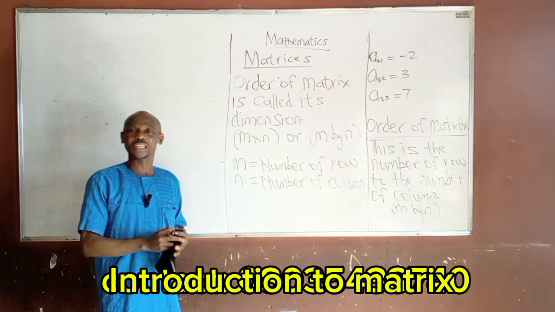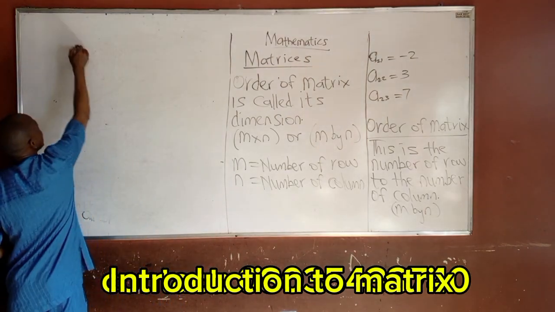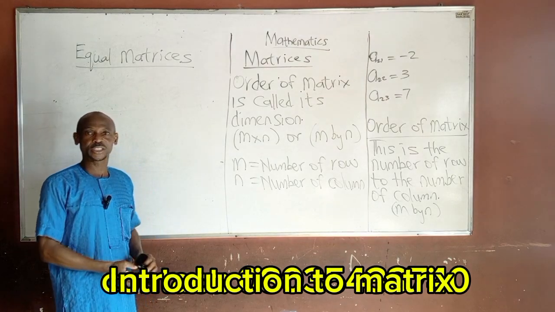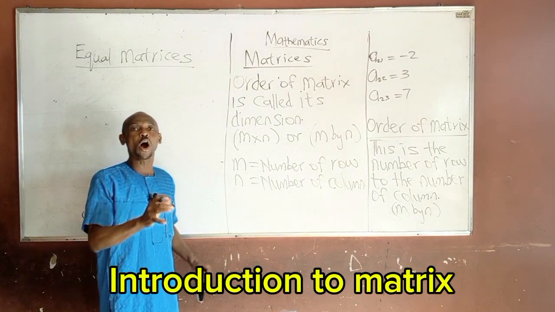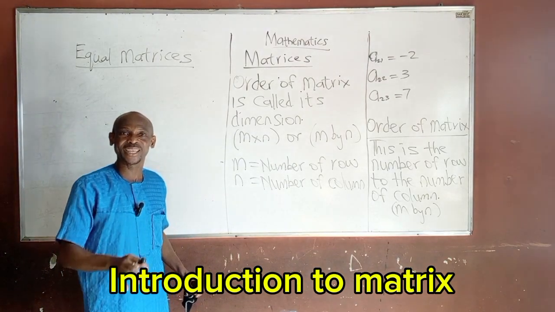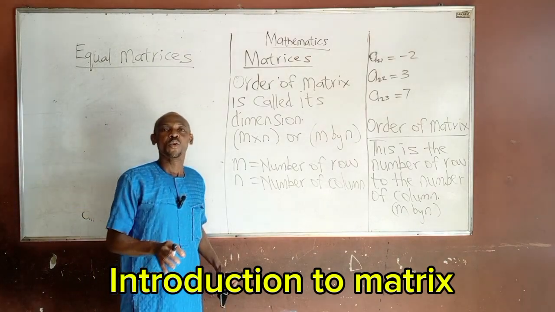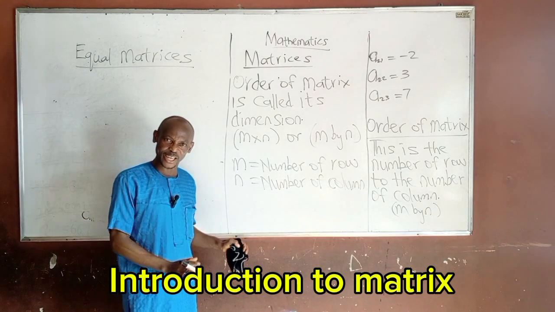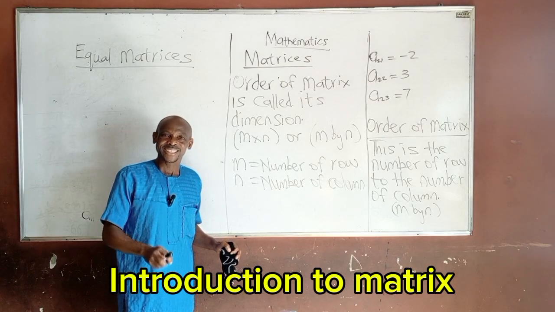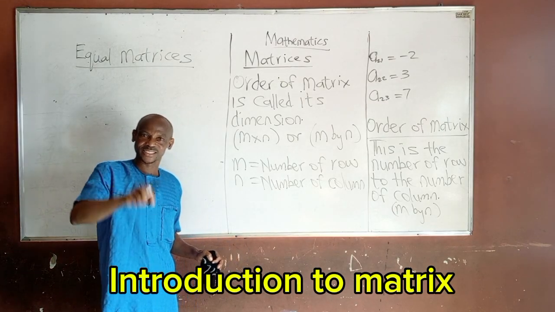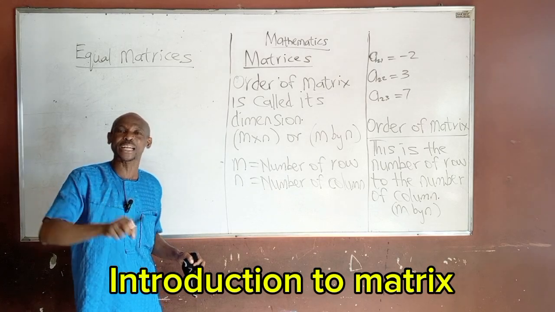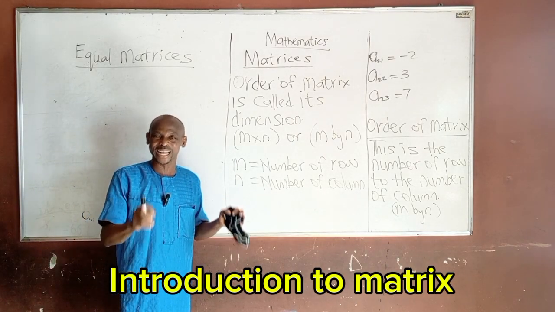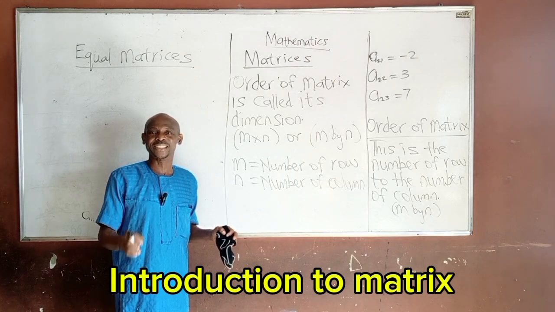I'm going to talk about equal matrices. What are equal matrices? We say that two or more matrices can be equal when, one, their order is the same, and the elements in each of the matrices in every position are all equal or the same.